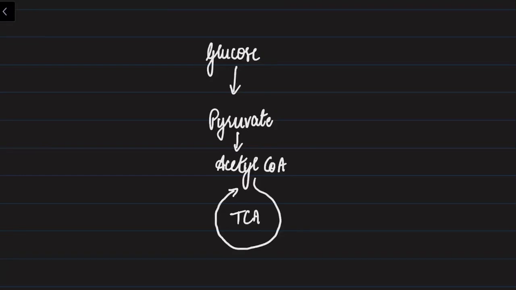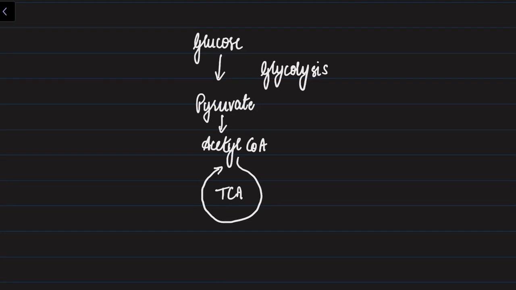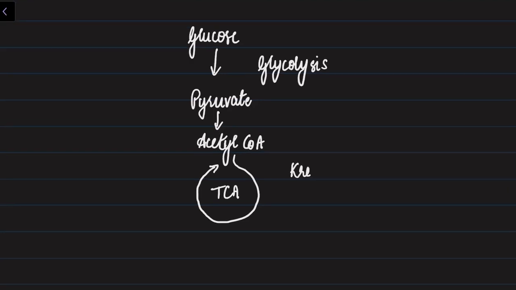What happens when you eat food? Glucose is converted to pyruvate in the 10-step process called glycolysis. Pyruvate is then converted to acetyl-CoA, and acetyl-CoA enters the TCA cycle or the Krebs cycle, the intermediates of which produce energy. So we know glycolysis, we know TCA cycle. What happens in between? Pyruvate becomes acetyl-CoA in the presence of pyruvate dehydrogenase.